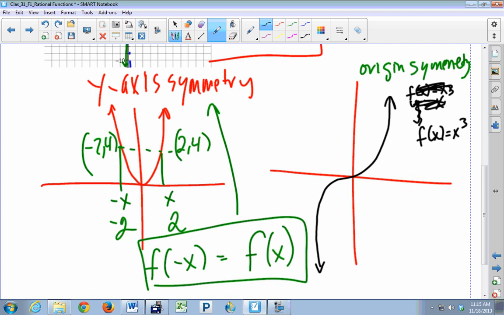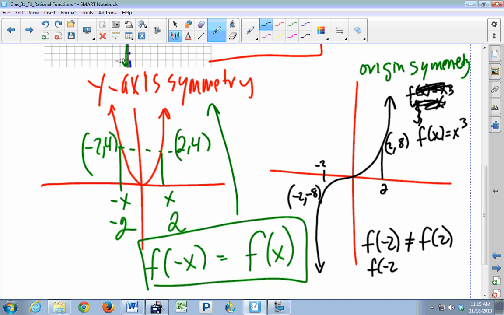And what do we remember about this? Well, let's see. If we pick a number for x, like 2, our y value is f of 2, which is 8. Now, what happens when I pick its opposite, -2? Where do I go? -2 cubed is -8, right? So notice f of -2 doesn't equal f of 2. -8 doesn't equal 8. What is it? -8 is the opposite of f of 2.